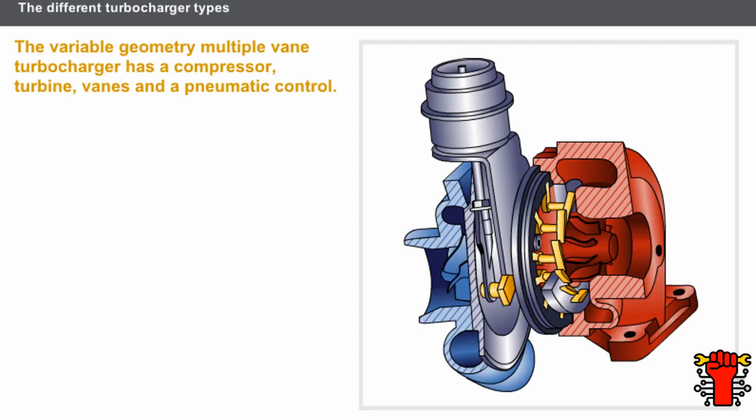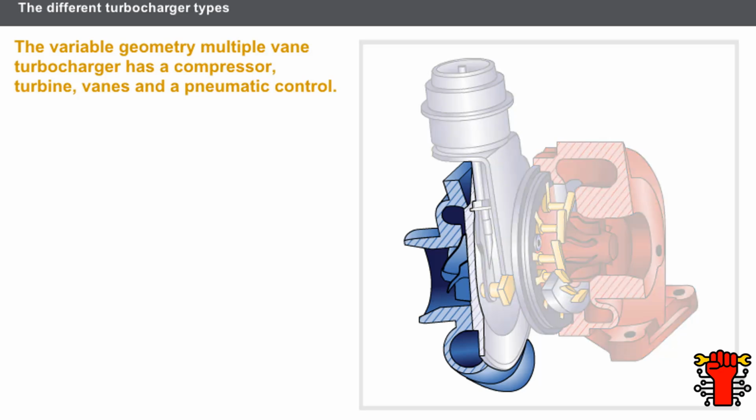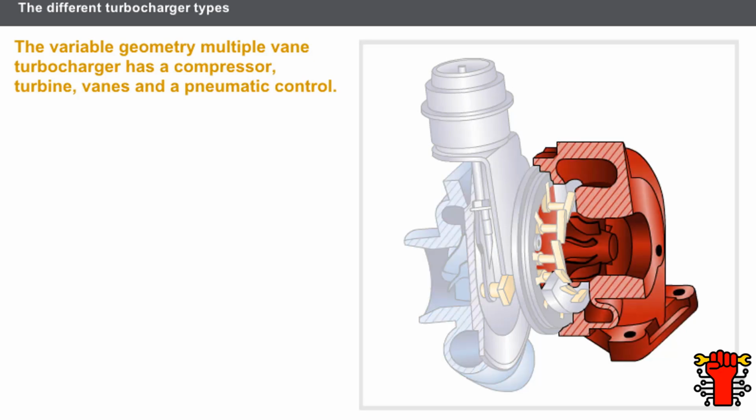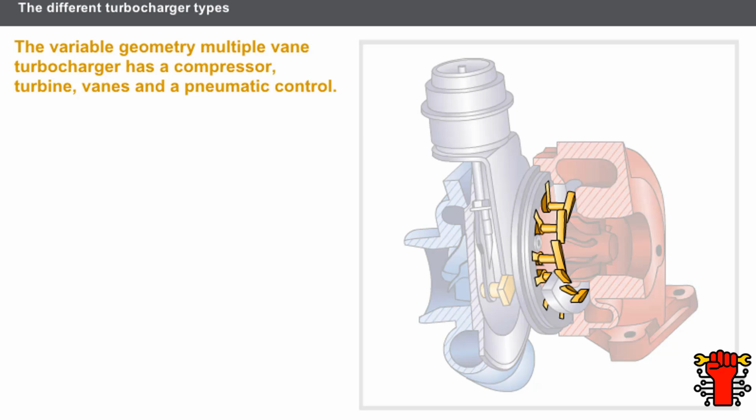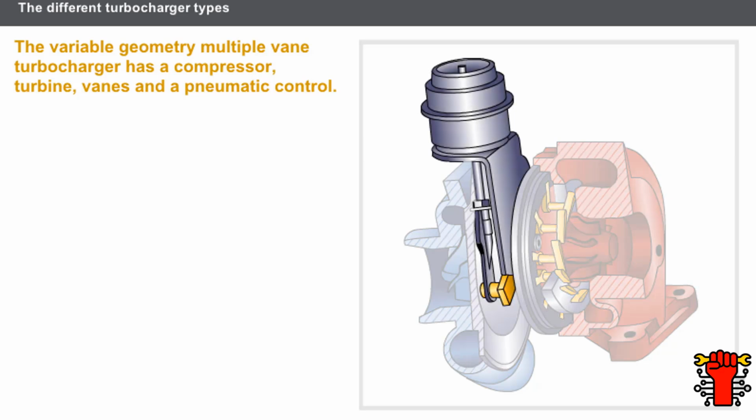Let's look now at the different turbocharger types. The variable geometry multiple vane turbocharger has the following main components: a compressor, a turbine, vanes, a pneumatic control.